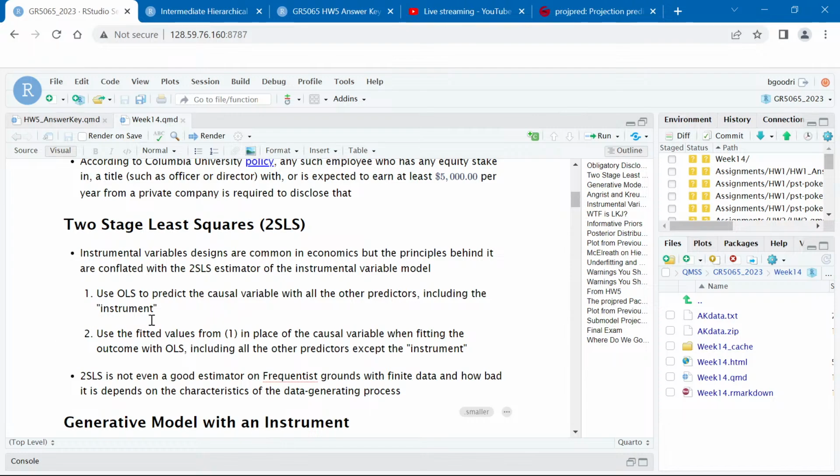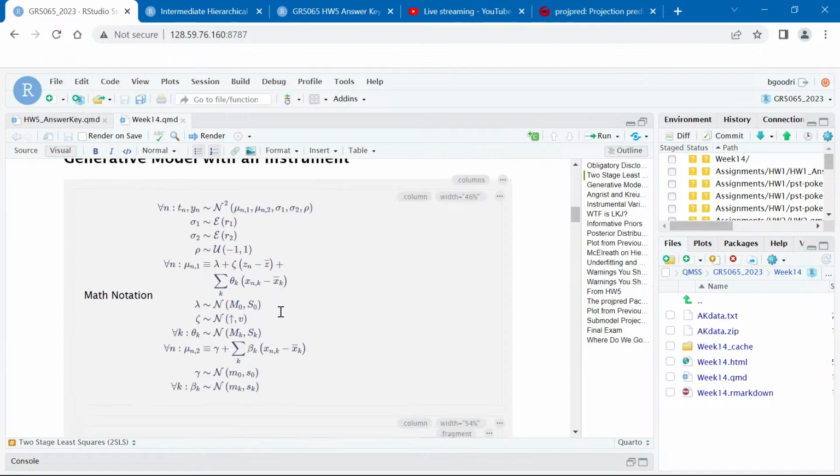But this first, predict the causal variable with all the other predictors, including the instrument, then use the fitted values to predict the outcome, blah, blah, blah. Sounds like it's the start of a generative model. First stage, second stage. It sounds like a frame of bowling. First roll, and then depending on what happens on the first roll, that affects the probabilities and whatnot for the second roll. So this idea of using instrumental variables in the context of a generative model is not too much of a stretch.